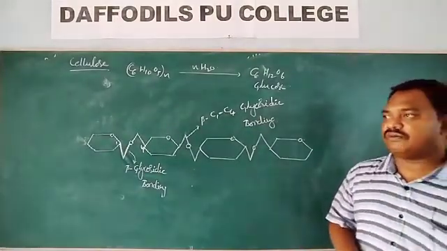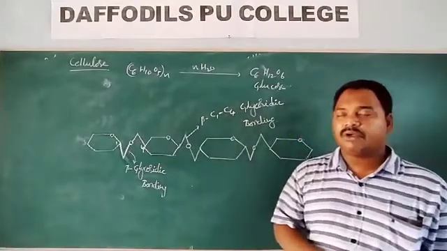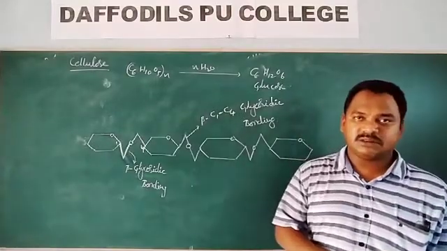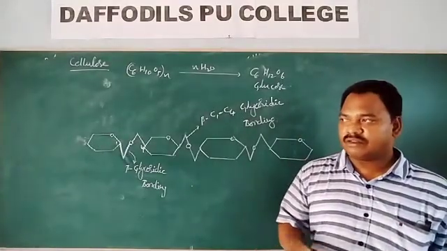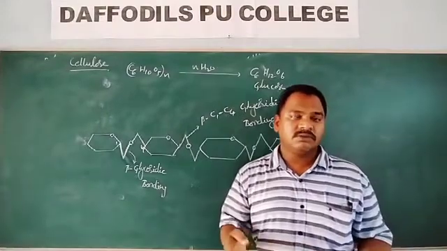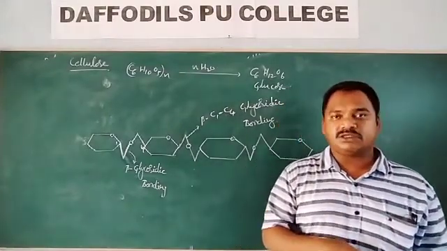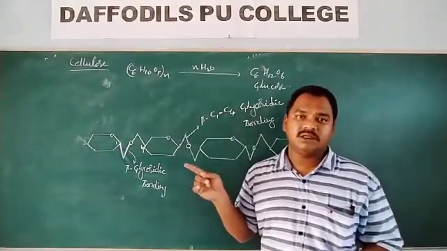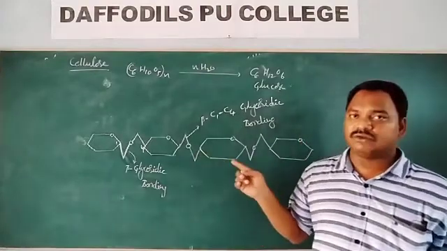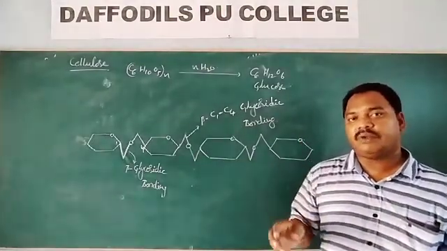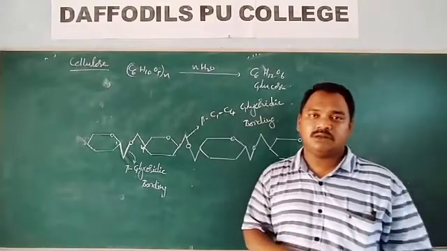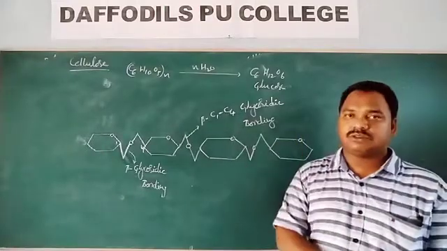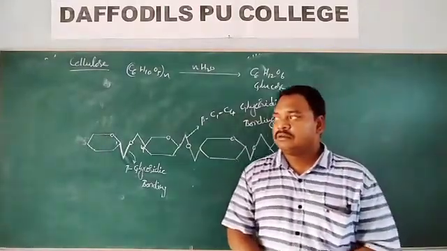Next one is uses of carbohydrates. Carbohydrates are the main sources of energy for living organisms. Glucose is a carbohydrate. Next, one of the carbohydrates, cellulose, is the main component in the cell wall.